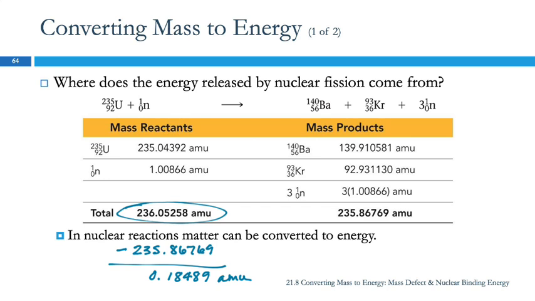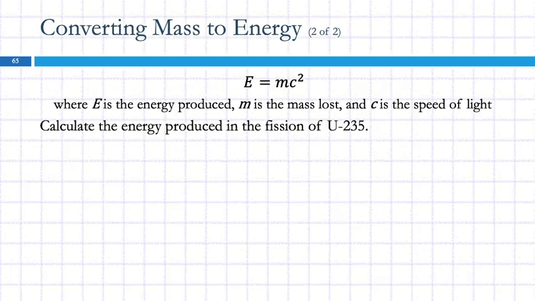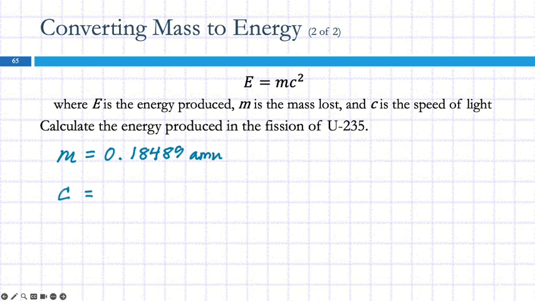So now we can go to our next slide here, and we just calculated the mass. So the mass is 0.18489 atomic mass units. The speed of light, anybody remember what that is? 3.00 times 10 to the 8th meters per second.